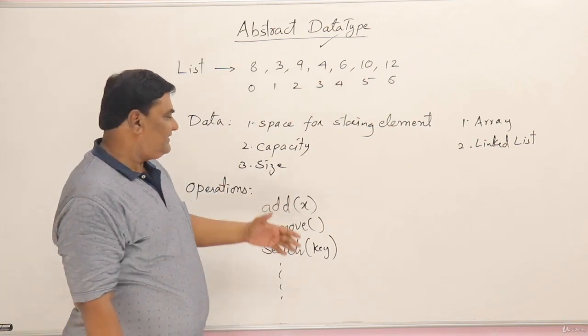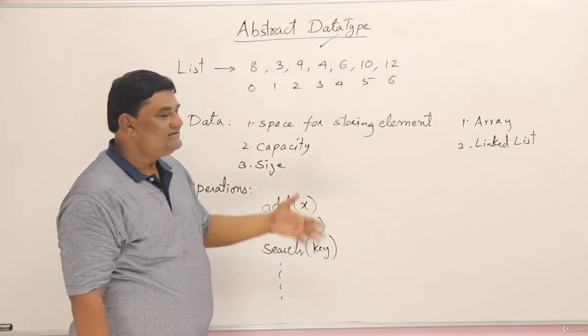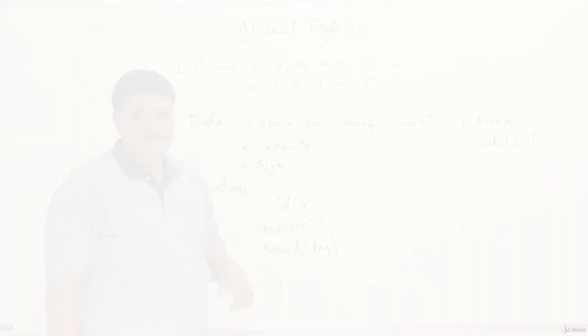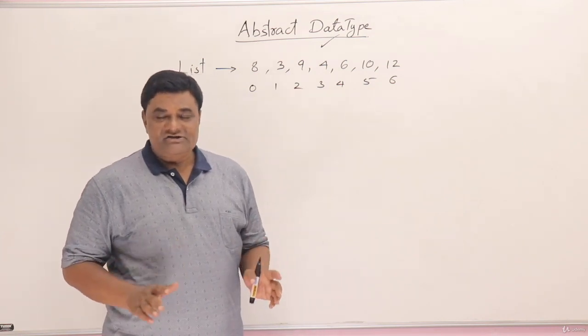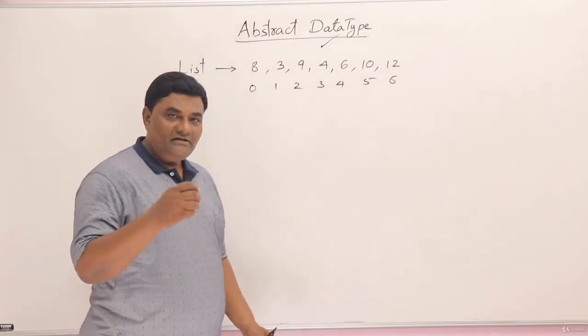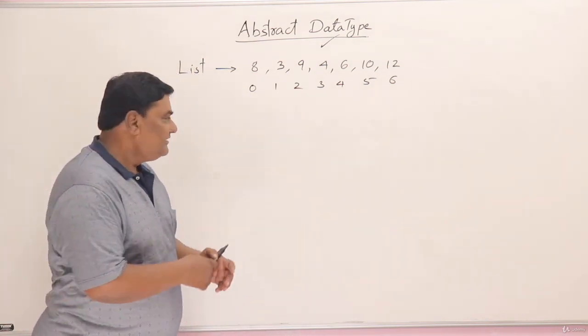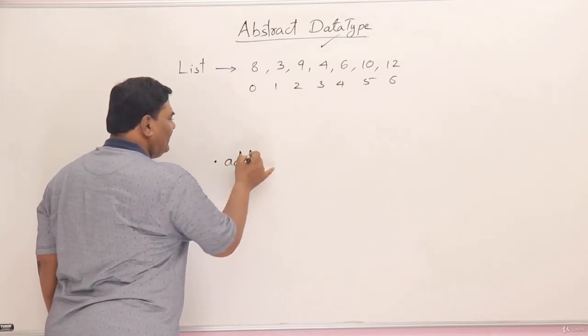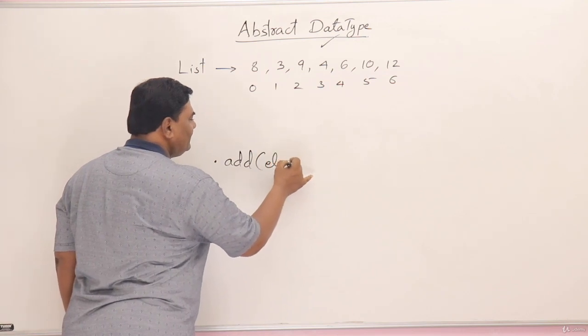Now next, let us look at these operations on a list. I'll just explain a few operations on a list. What is the meaning of these operations? Now I'll explain the operations on a list. Let us look at the operations one by one. See, first operation, I will call it add. Add some element.